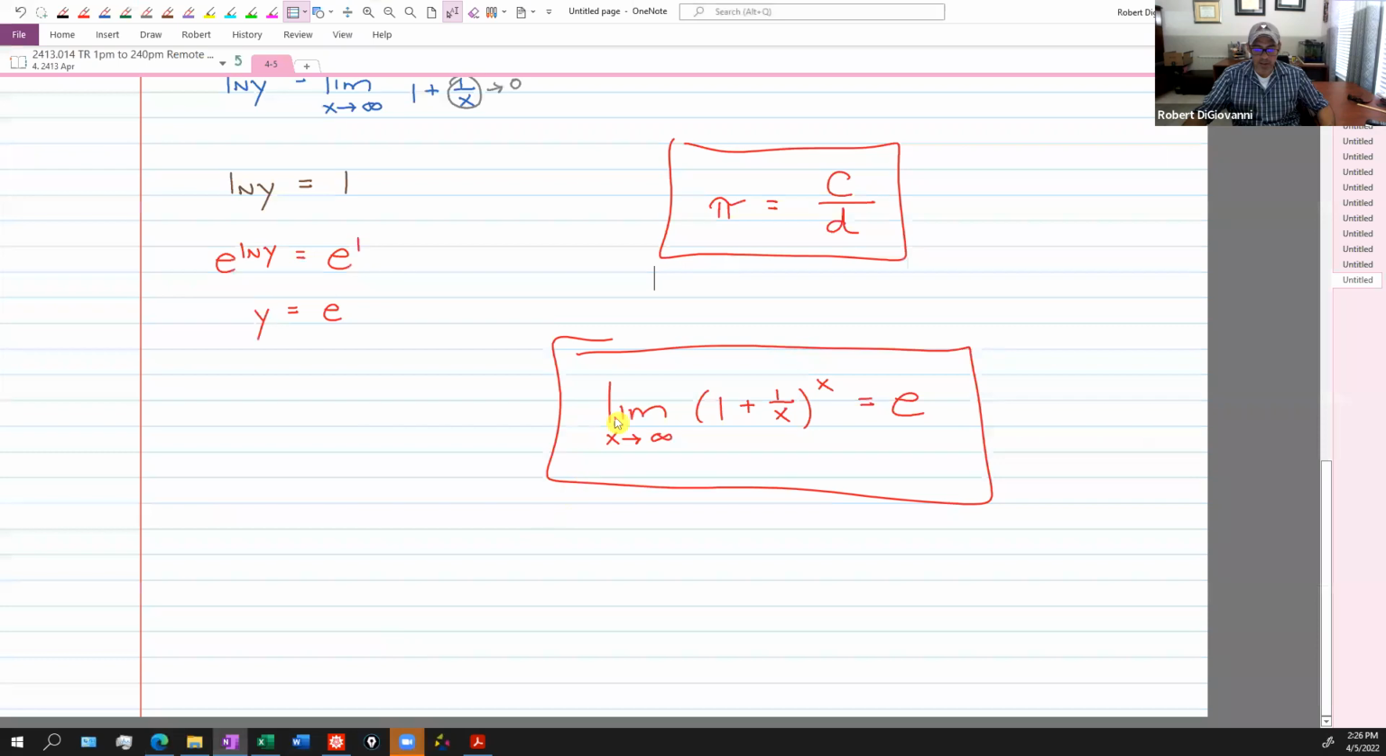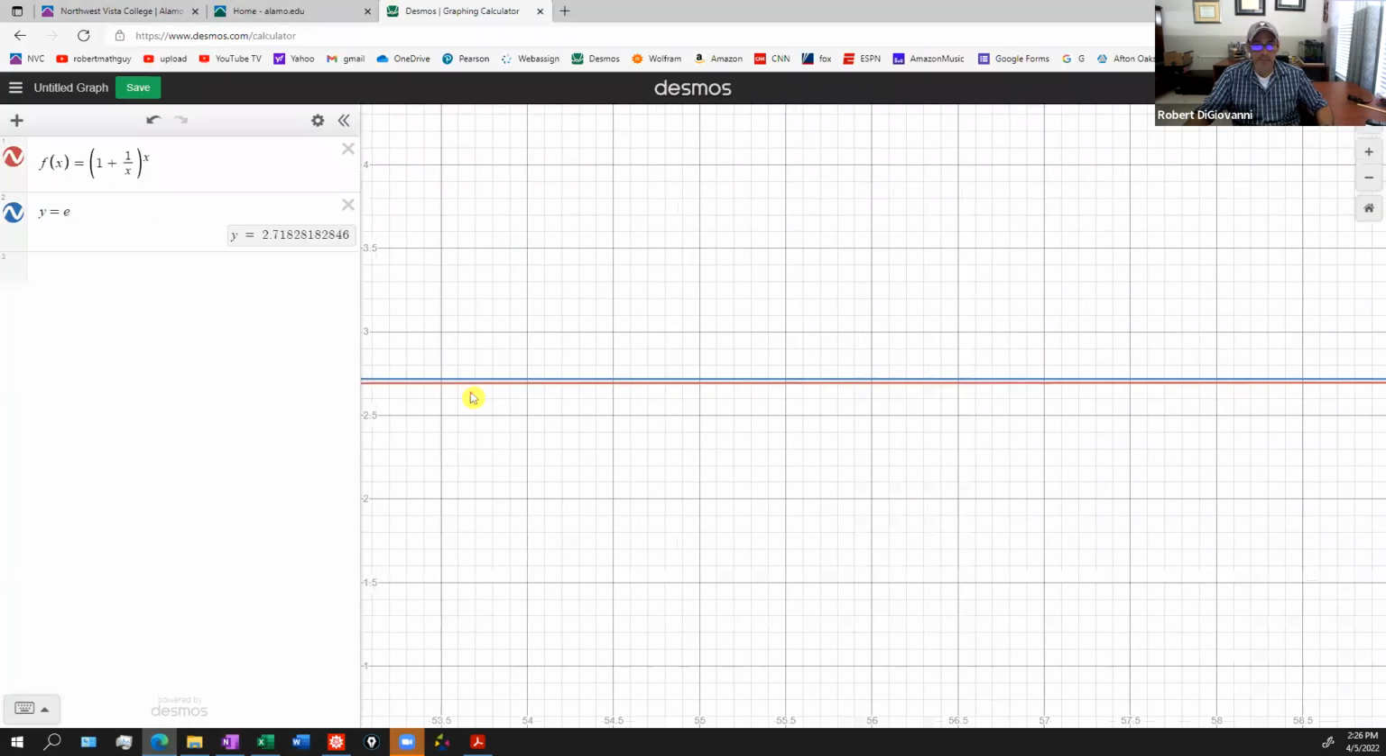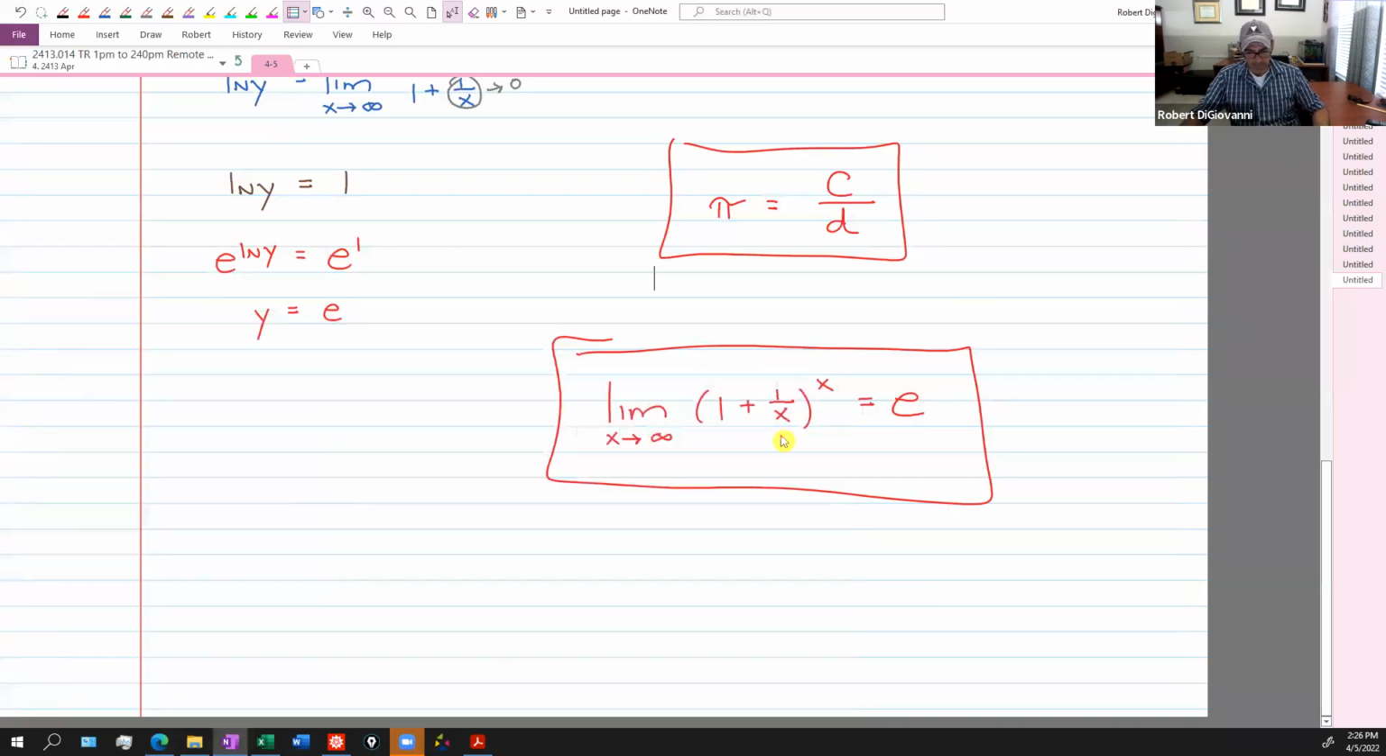We said the limit as x goes to infinity of this function. So if you look at this as a function and you go out to the right, it gets closer and closer and closer to e. And that is what's happening. Here's another way you can think about it. Let's pick a number for x. How about x is equal to 1? I'd like for you to plug 1 into this. Let's see what we get.